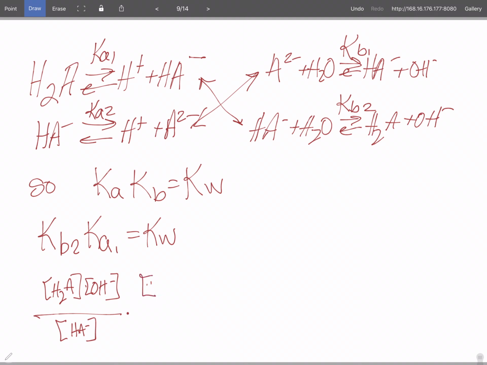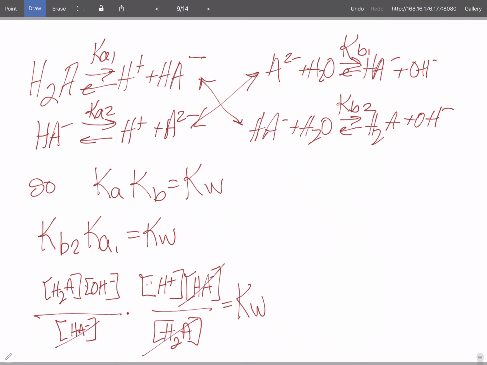Ka1 is H plus times HA minus yields H2A, all equal to Kw. So if you look at it, the HAs are going to cancel, the H2As are going to cancel, and you're left with H plus times OH minus is Kw, which is what we need. So if we're looking for Kb2, it's going to be equal to Kw divided by Ka1.